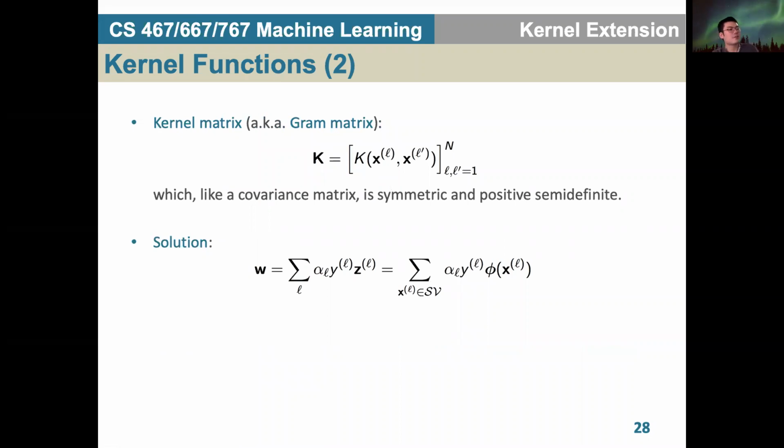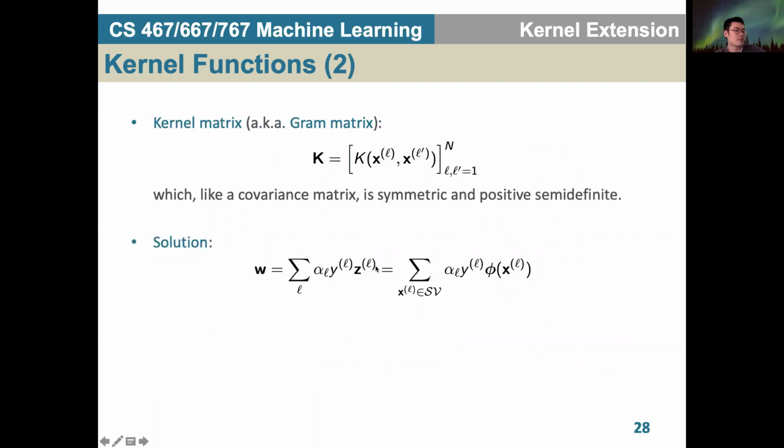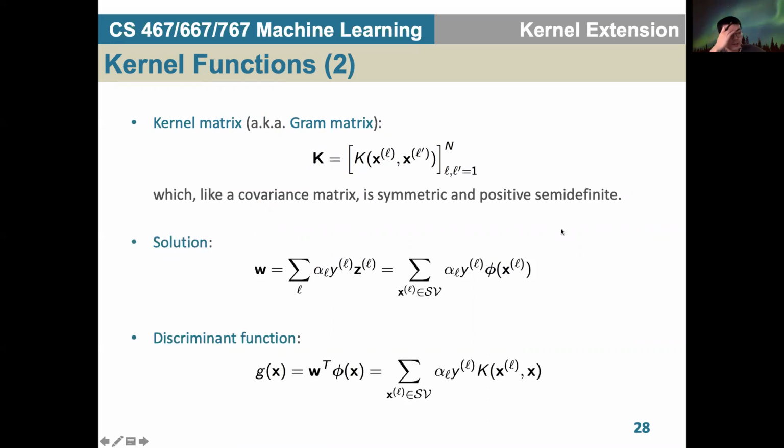Okay, so let's look at the solution. Based on the previous derivation, if you treat your new feature as z, you know that w is equal to the sum of alpha y z. Now this z is phi of x, a transformation of the original row of your features. The discriminant function is a linear function: first you transform x into the new z space, and then in the z space it's just a linear hyperplane, w transpose z.